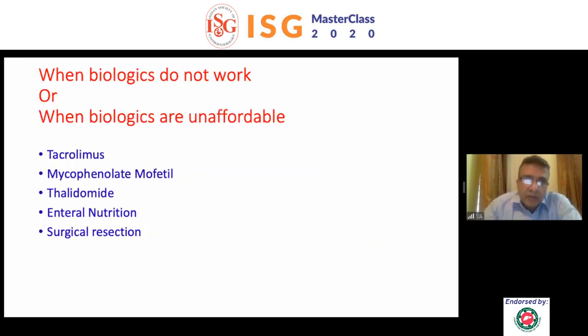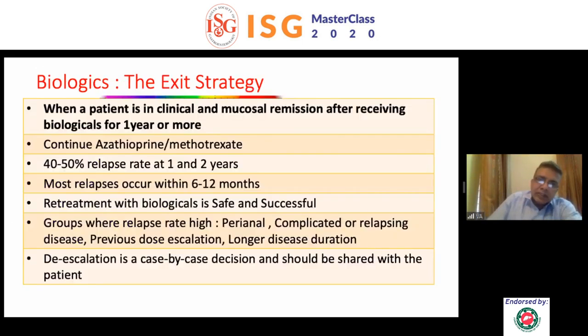So when biologics do not work or they are not affordable, you have alternative agents which are available. This is particularly true for resource-starved countries, like tacrolimus, MMF, thalidomide, or you may give exclusive enteral nutrition, or you may go for surgical resection.